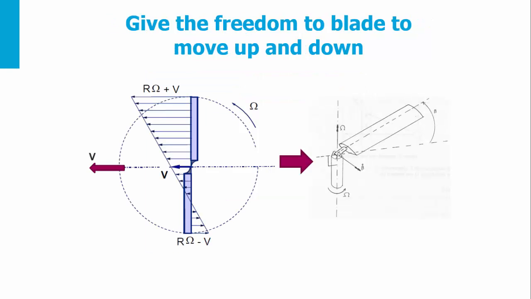Put like this, we have on the advancing blade omega r plus v, on the retreating blade omega r minus v. Therefore, we have an inequality in lift forces, and then it means that we will start to roll. Not really, because of the gyroscopic effects, we will start to pitch. This is why, in order to redistribute the lift forces in forward flight, we leave the blades to move up and down freely and introduce the flapping hinge.